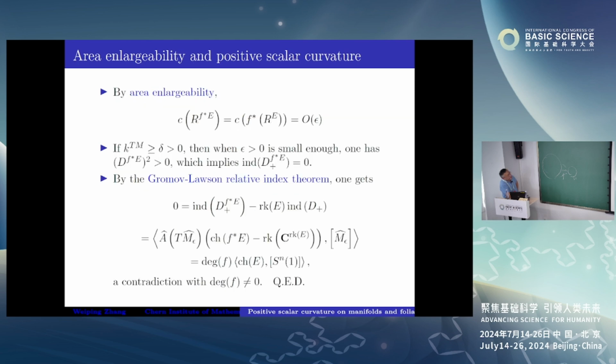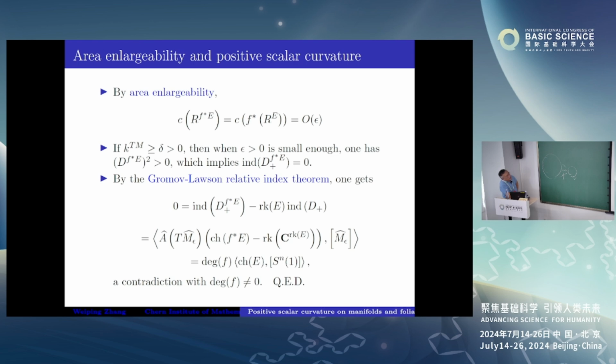Then, since we have the area enlargeable condition, for any epsilon this curvature term will be equal to the pullback of the curvature term. The curvature is a two-form.